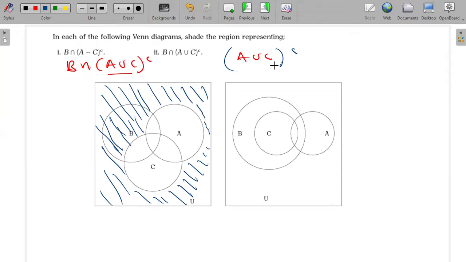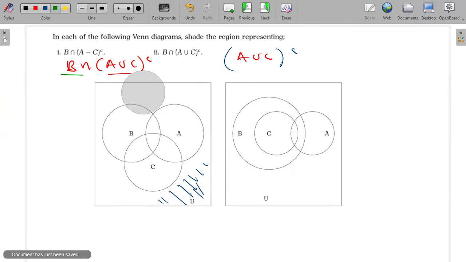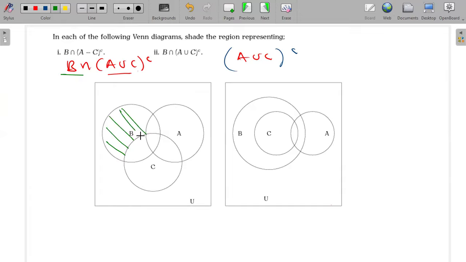Okay, so this here is our A union C. Then they're saying this A union C is intersected with what? With B. So I'll shade the whole set B that way and just check where the lines are crisscrossing. So where the lines were crisscrossing was just this part here. So that there is what A union C complement intersect B would be.